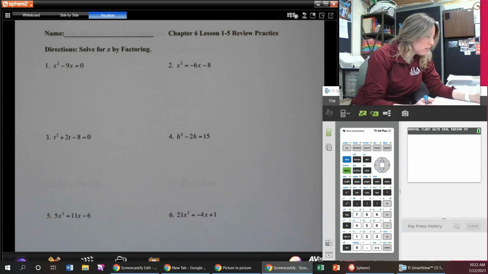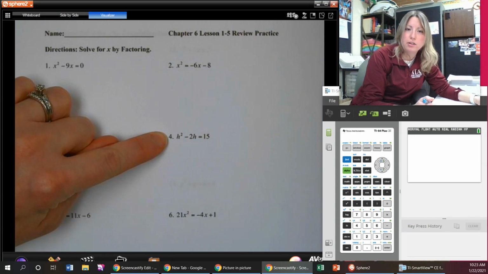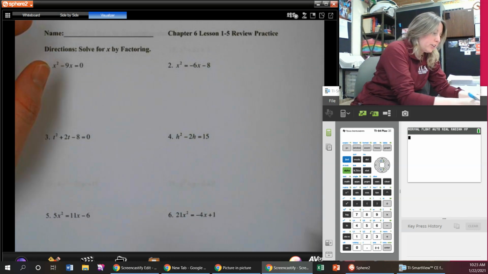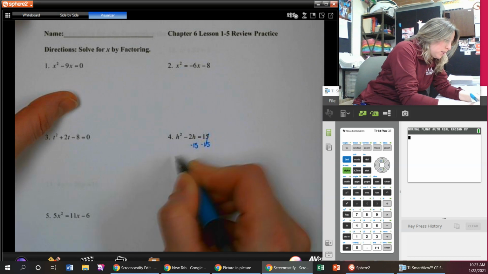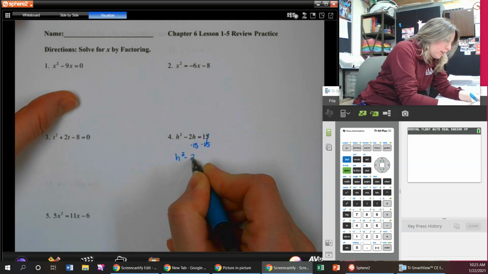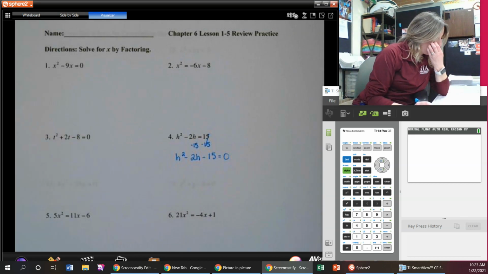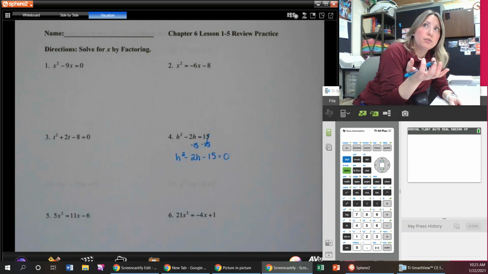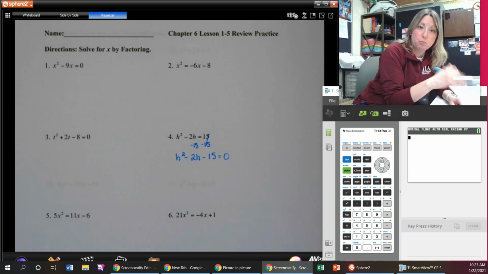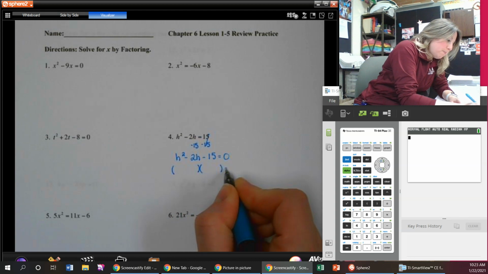Okay? So I'll go with number 4 here, where we've got h squared minus 2h equals 15. And we need to solve by factoring. So let's subtract that 15 over, because we need standard form of our quadratic equation. Now, what are the factors of negative 15 that will subtract to give me a negative 2 in the middle? And that would be 5 and 3.